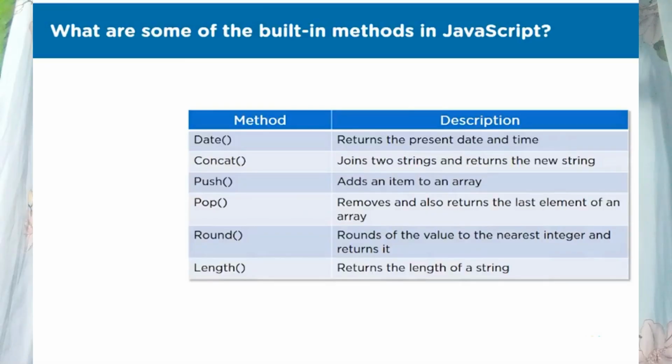Some built-in methods of JavaScript. We have the date, it's a built-in method. You can use the date. Then we have the concat method. We have the push method. The push method is used to post data to an array, to post information. We have the pop. We have the length, which is also a method used.